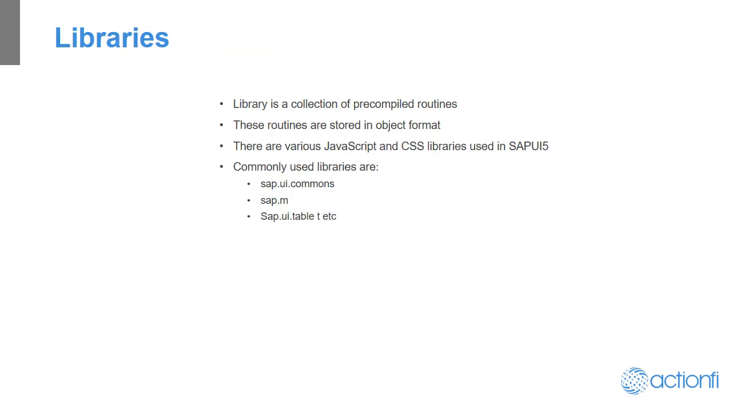Libraries. Library is a collection of pre-compiled routines that a program can use. The routines, sometimes called modules, are stored in object formats. There are various JavaScript and CSS libraries in combinations for applications development. SAP UI5 can use these libraries in combination and they are called SAP UI5 control libraries.